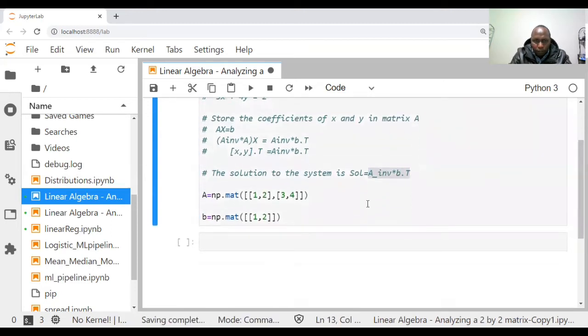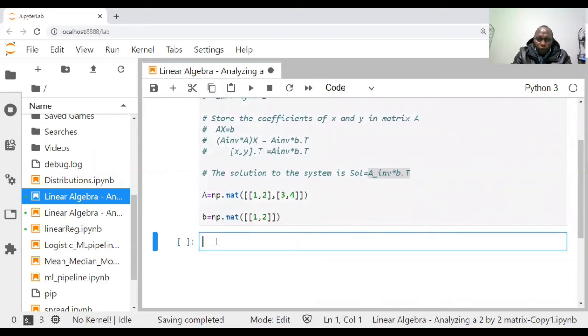So let's go through the process now. The first thing we're going to do is to find the determinant of matrix A, because remember the process of finding the inverse of a matrix. So we'll say determinant of A is equal to np.linalg, meaning we're going to the library that we imported, NumPy, and then say determinant of matrix A.